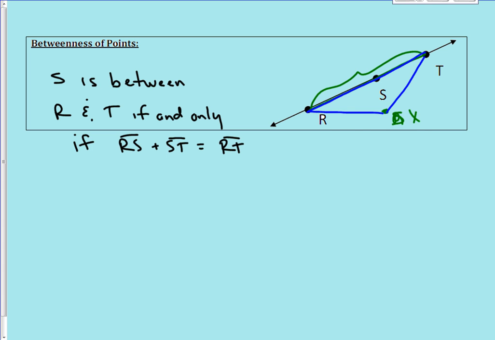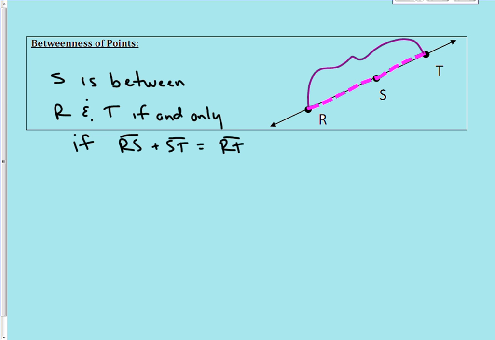Betweenness. When you talk about betweenness in geometry, they're very, very specific about what they're talking about. All right, so S is between R and T if and only if RS plus ST equals RT. So it's saying if and only if this segment and this segment add up to this whole segment.